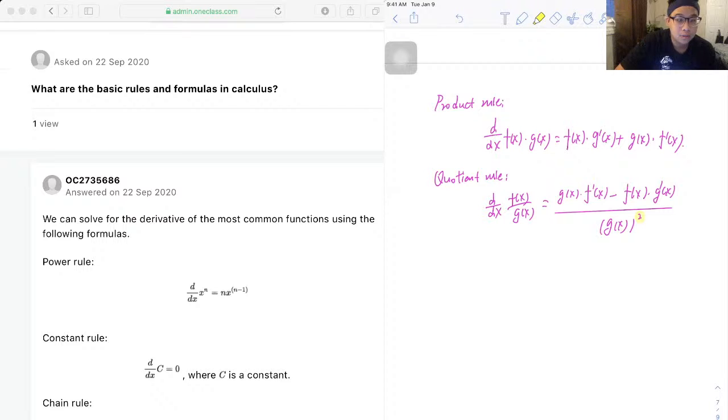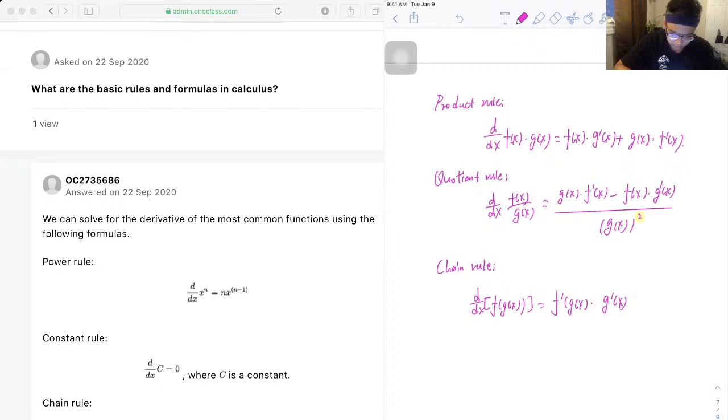Okay, and what other things do we have? Oh, and also the chain rule. If we need to take the derivative of f(g(x)), which means g(x) is inside the function f, this is going to be equal to the derivative of f(g(x)) times the derivative of g(x). So we need to take the derivative twice in the chain rule.